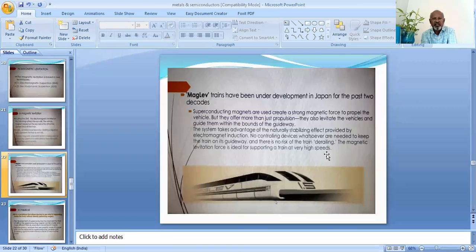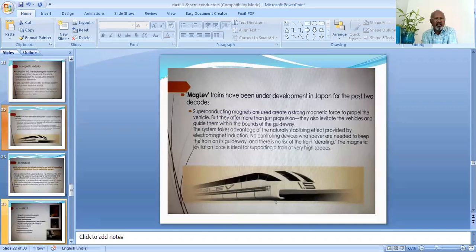The magnetic levitation force is ideal for supporting a train at very high speeds. So even at a very high speed, the train bogies will not be derailed.